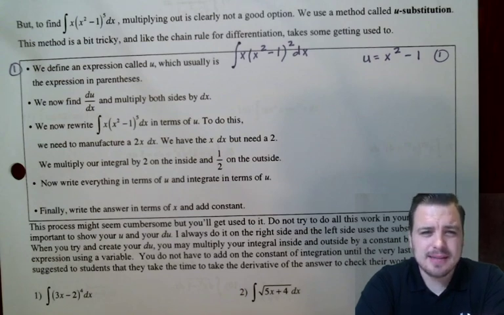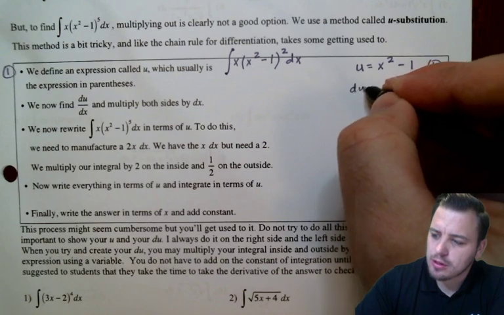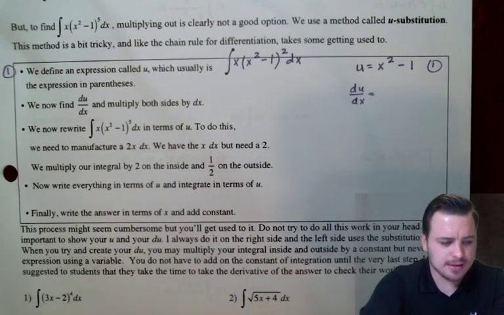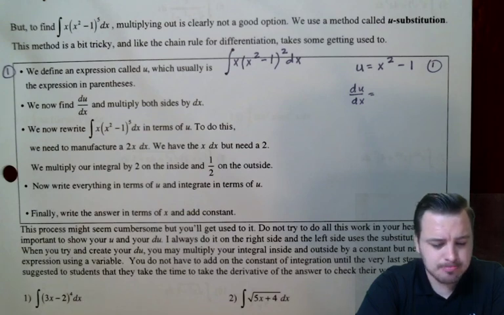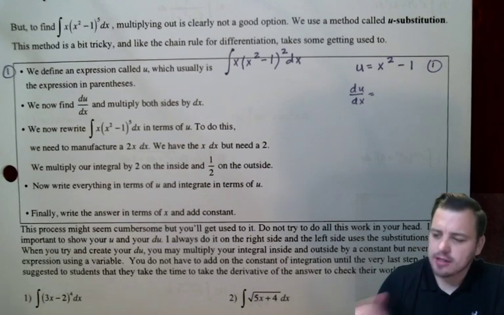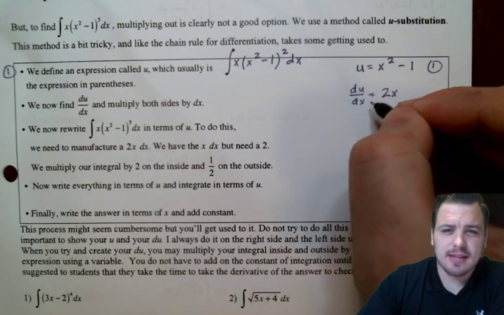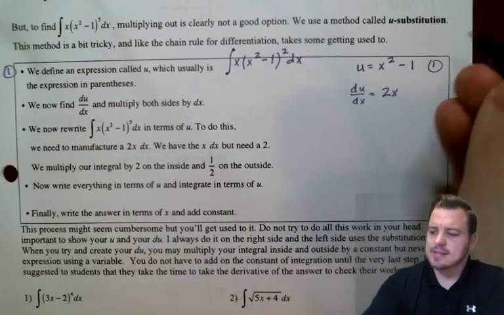Our second step is to find du with respect to dx and then multiply both sides by dx. So find du dx. Someone type that in the chat box. What is the derivative of u with respect to x? Good, Alex. 2x. So we're just taking the derivative of u. That's what this is saying. What's the derivative of u with respect to x? And that's the second step.